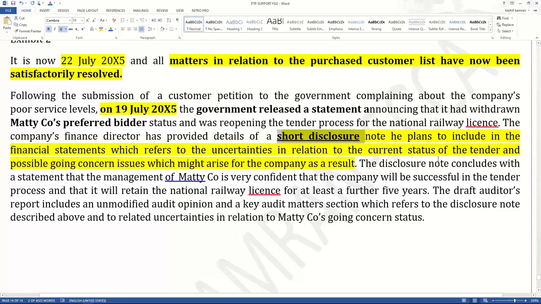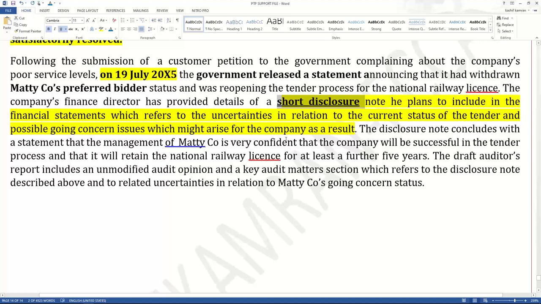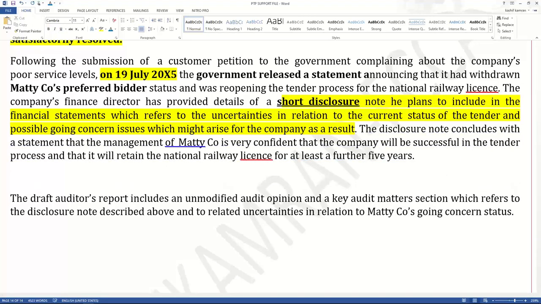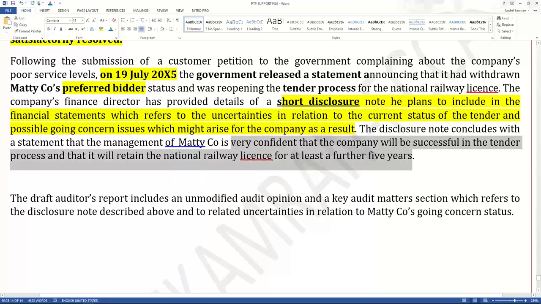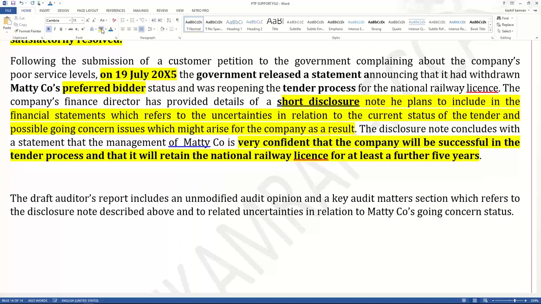The disclosure note concludes with a statement that the management of METI company is very confident that the company will be successful in the tender process and that it will retain the national license for at least the next 5 years. So the company is still optimistic that in the tender process, we will still win it. Has the company been put out of the tender process or will they be participating? They are no more a preferred bidder, but are they still part of the tender process? So the company is taking a very subjective stance that they're still confident they will win the license for the next 5 years. Probably this seems like a very subjective judgment, and probably like they're fabricating the mindset of the shareholder. They're still telling the shareholder, don't worry, we will still get the license.